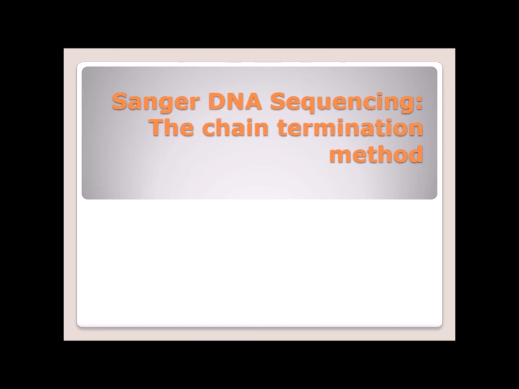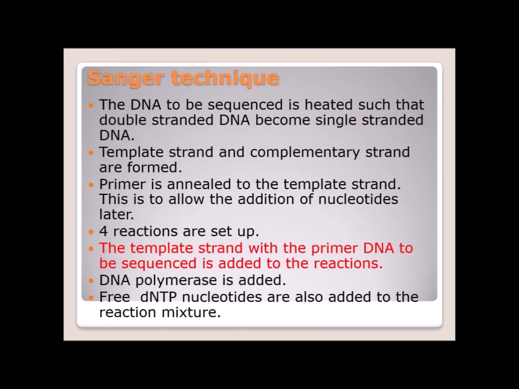Now, the Sanger technique. I want to tell you the process of the Sanger technique. The DNA to be sequenced is heated such that double-stranded DNA becomes single-stranded DNA. The template strand and complementary strand are formed. A primer is annealed to the template strand. This is to allow the addition of nucleotides later.